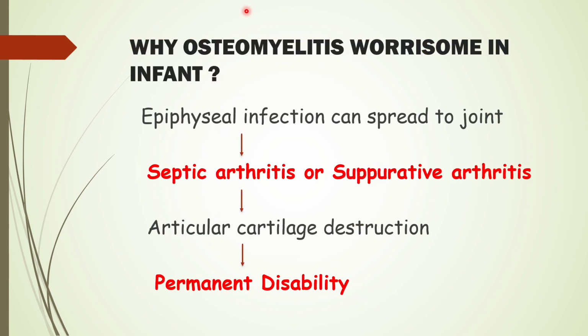One question is why osteomyelitis is worrisome in an infant. Why is it more problematic in infant patients, that is, below 1 year? Because the epiphyseal infection can spread into the joint, and in a joint it leads to suppurative or septic arthritis. Infection will go into the joint, so it will lead to septic arthritis, and that can lead to articular cartilage destruction. Because of articular cartilage destruction, the patient can have a permanent disability, right? So deformity can form because of articular cartilage destruction, and that's why it is worrisome in infants.